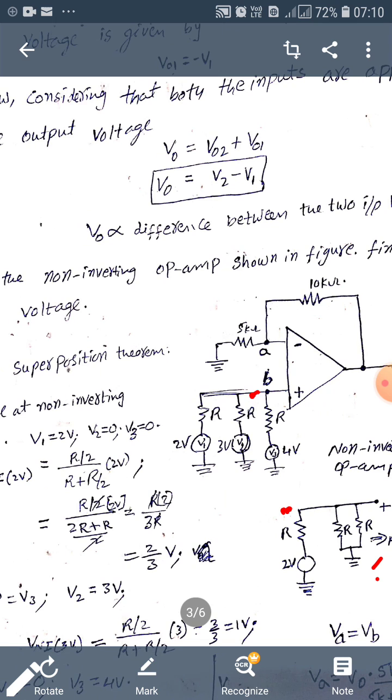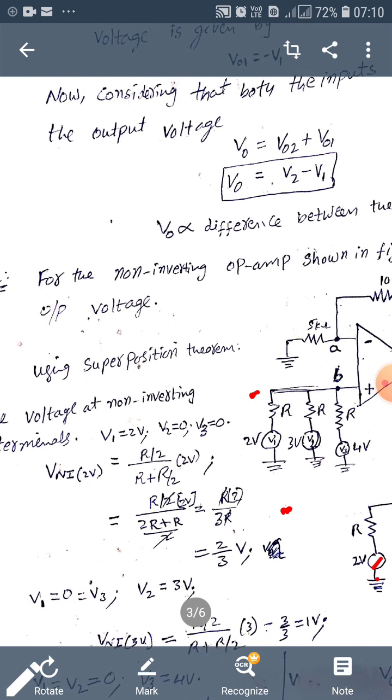So we get 2 volts divided across R by 2 and R. We want the voltage across R by 2. So 2 volts into (R by 2) by (R plus R by 2). If you simplify this, take the LCM in the denominator, we get 2R plus R. The 2 in the numerator and denominator get cancelled, and we are finally left with 2 by 3 volts. So this is with respect to 2 volts only.